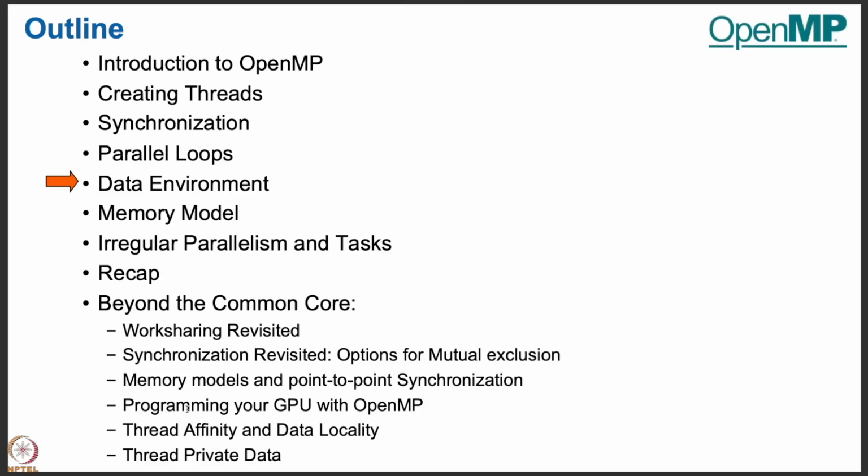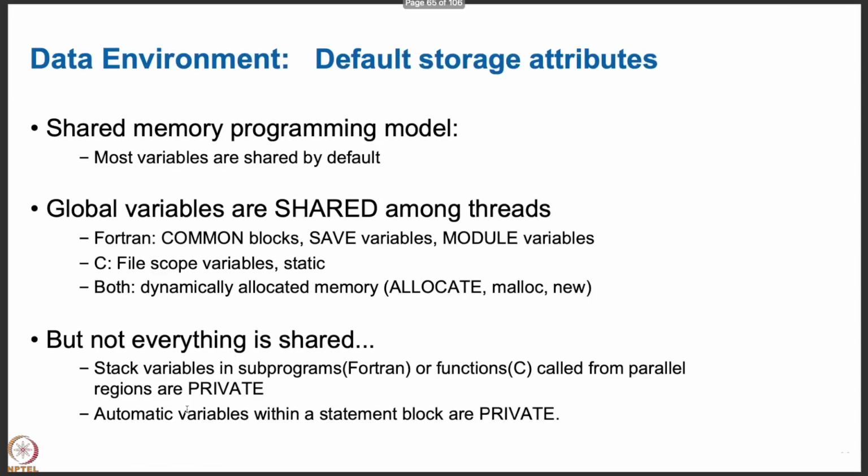We also need to understand different things about the data environment that OpenMP uses. So the default storage attributes: how do variables get assigned? Are they thread safe? Are they shared between the threads? What is local? What is global? We need to understand it. Because this is shared memory programming, by default, most variables are shared. Global variables are shared amongst the threads.